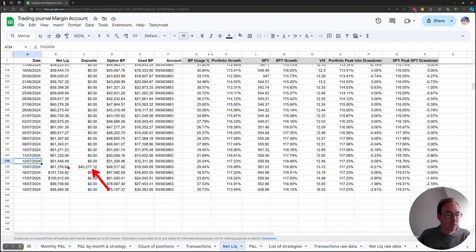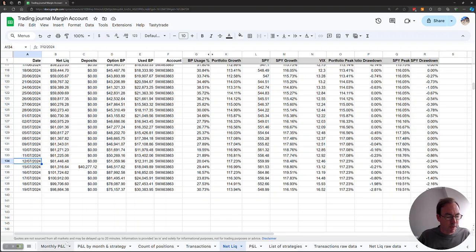The net liq jumped from 61 to 100, and this is a smooth ride of the portfolio growth. This is taken into account smoothly, thanks to my friend Victor, who put the calculation together, and we've implemented this in the spreadsheet here in the hidden columns.